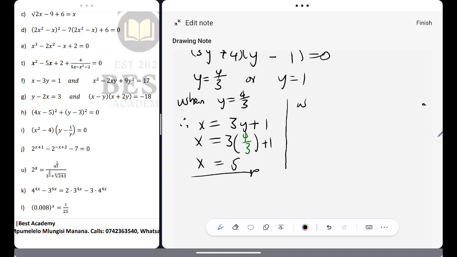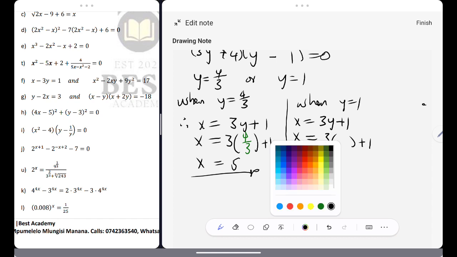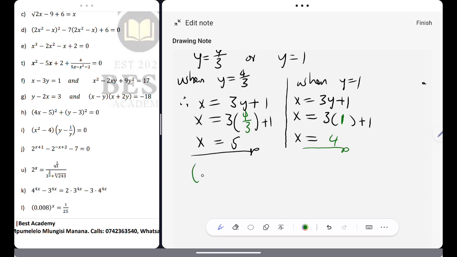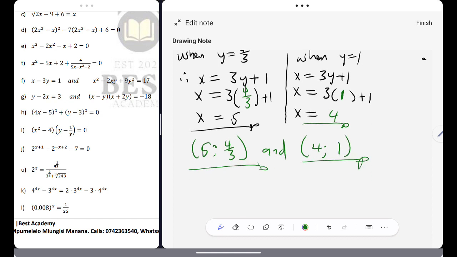And then here, when y is equal to 1, I know that x is equal to 3y plus 1. So x will be 4. Just need to substitute the y value. So I know that my x value is 5 whenever y is 4 over 3, and my x value is 4 whenever y is 1. This is how you write your point.